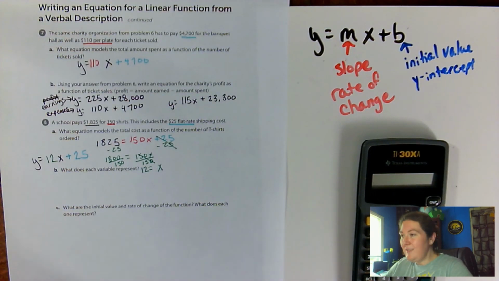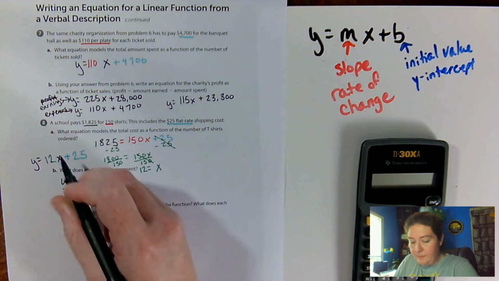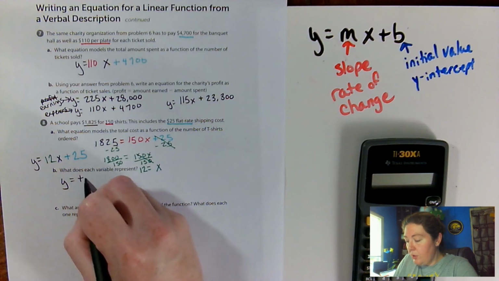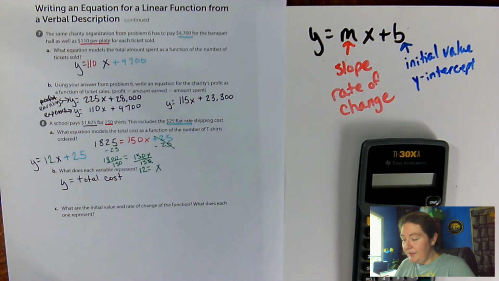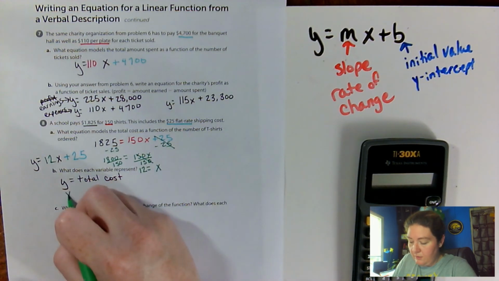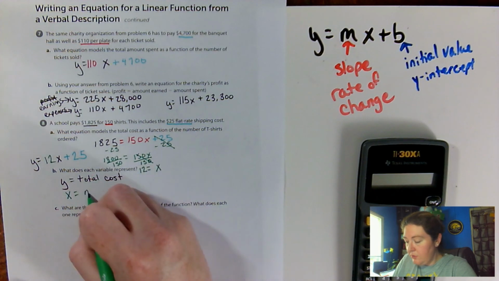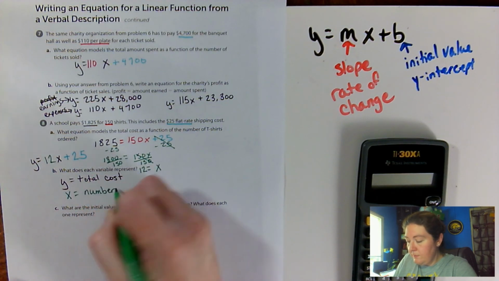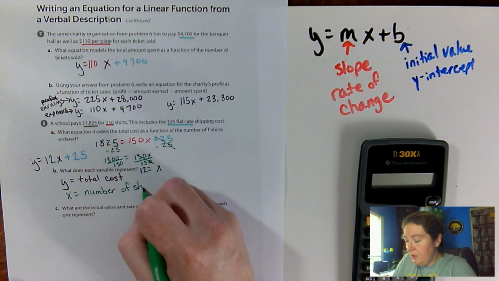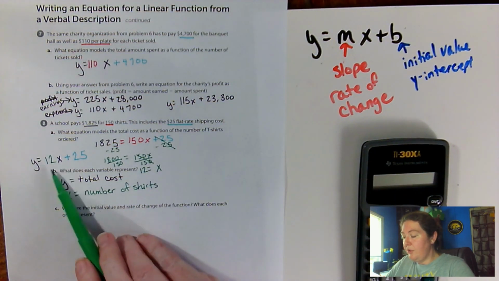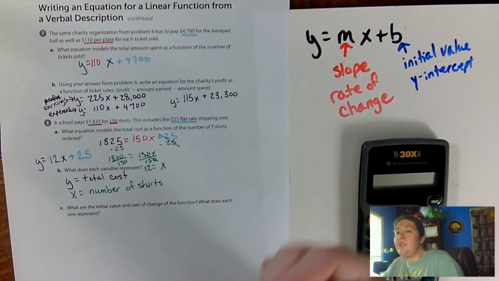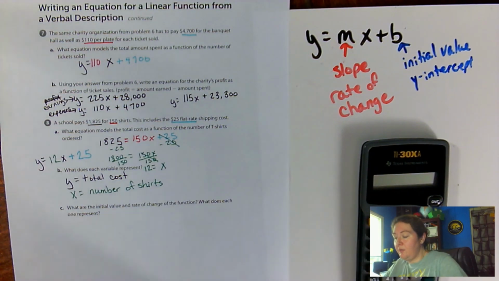Alright, what does each variable represent? Well, in this case, y is the total cost, and x is the number of shirts. Normally we're looking for the amount of change, but in this one we were looking for the amount of shirts.